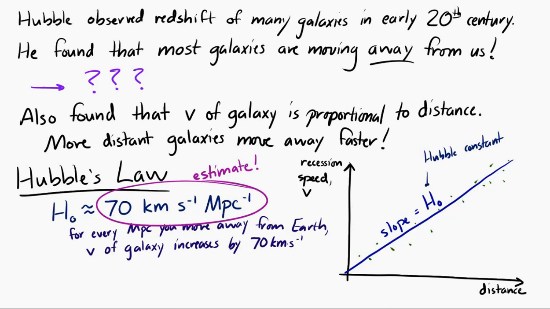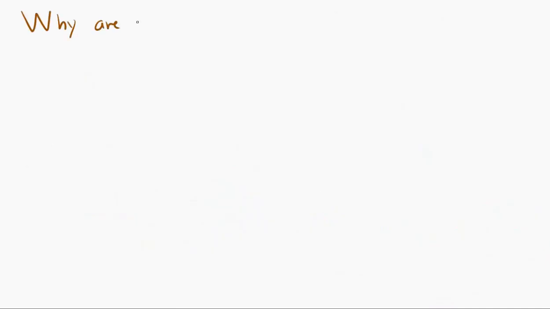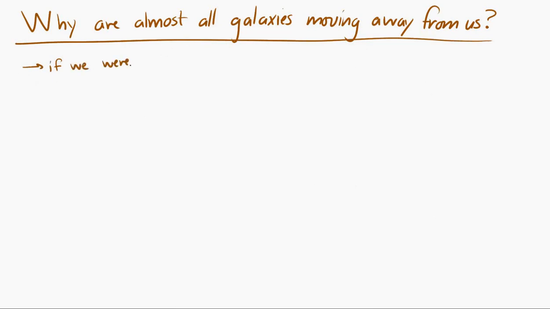This is a very difficult observation to do because you have to somehow calculate the distance to a galaxy, which is not an easy matter. And you also have to accurately measure the speed of the galaxy, which requires some pretty fine measurements. But no matter. We get about 70 kilometers per second per megaparsec. So why is this? Why are almost all galaxies moving away from us? Are we in the middle of the universe and everything's just moving away from us? No. If we were in another galaxy, we would see exactly the same thing.